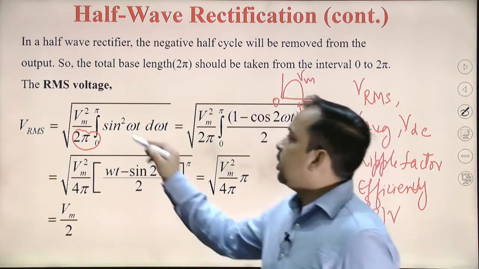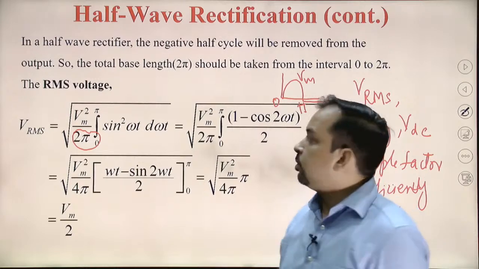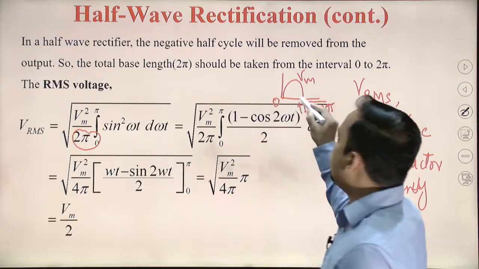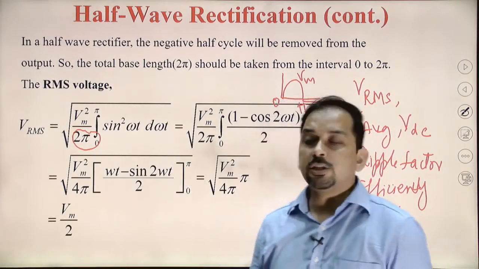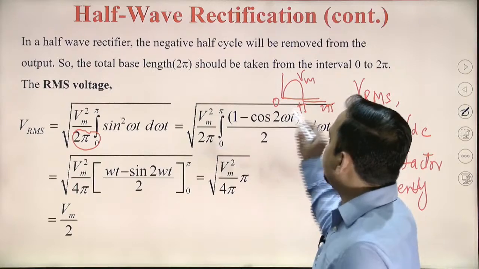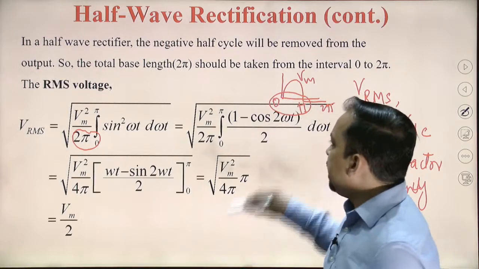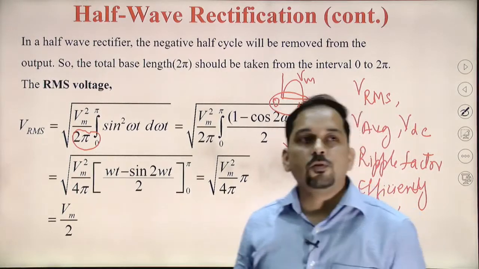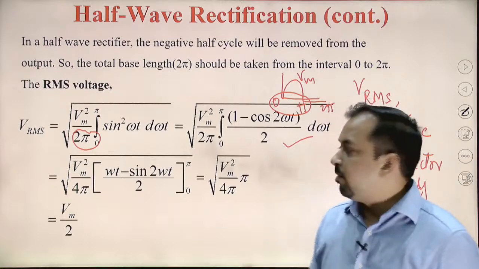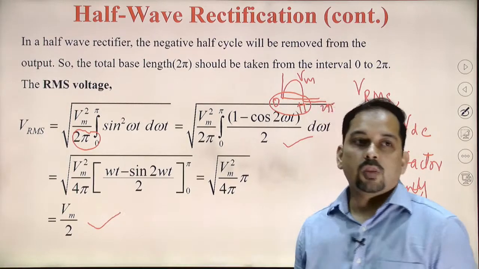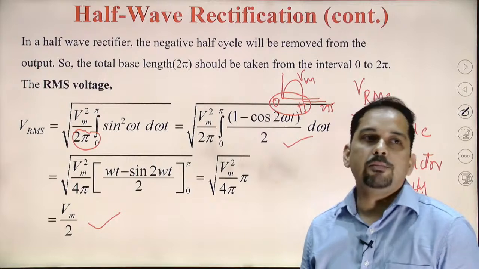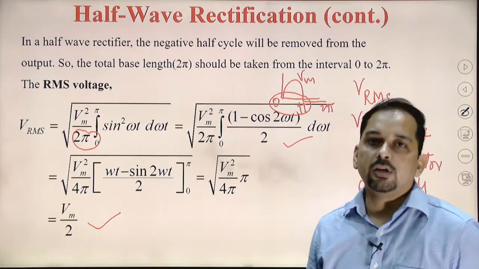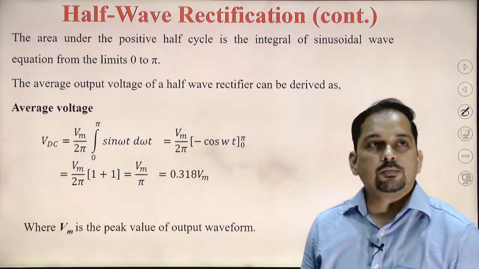So we have (Vm sine omega t) square. So we are getting Vm square sine square omega t d omega t, with the limits from 0 to pi, because the output signal exists for 0 to pi values only. By integrating and solving this, we get the RMS voltage for a half wave rectifier as Vm by 2. This is a very important result. It will help us in calculating the ripple factor and the efficiency associated with the half wave rectifier.